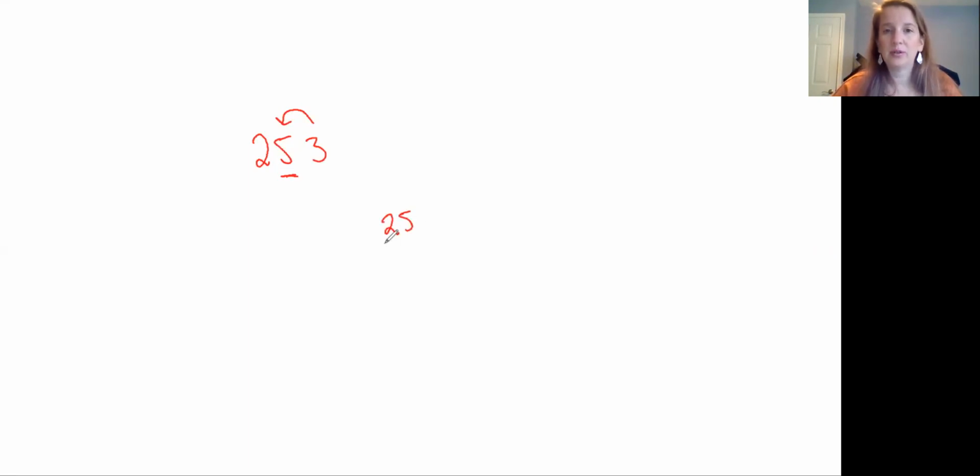Now here's the problem though. We don't want to go from 253 to 25. That's not the same value of number. That's going from something that's in the hundreds to something that's in the tens. So what we want to do is make sure that we keep the same place value by putting a 0 here. We would change that 3 to a 0 to keep the same value. So we would change 253 to 250. 253 has 3 sig figs, whereas 250 only has 2 sig figs.